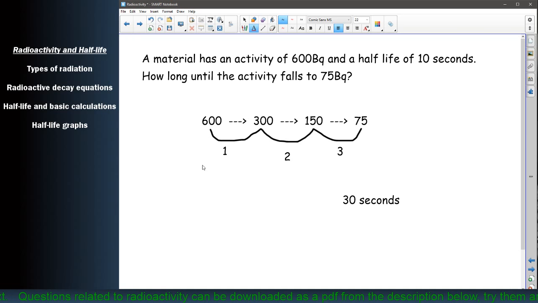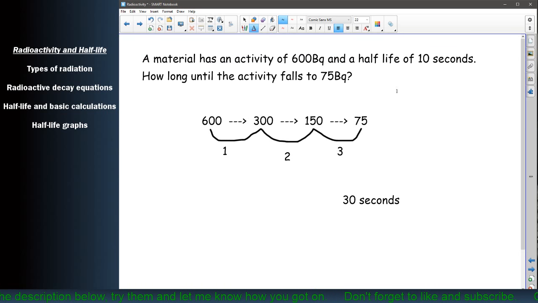This is pretty much as you get, because you can imagine this becomes a little bit more interesting when how long until the activity falls to 68 becomes an interesting question, because you can't just do it this way. You need some form of maths that does that, and there is maths that does that. We'll teach you that next year. Right, so an activity has, so we've got that sorted out.